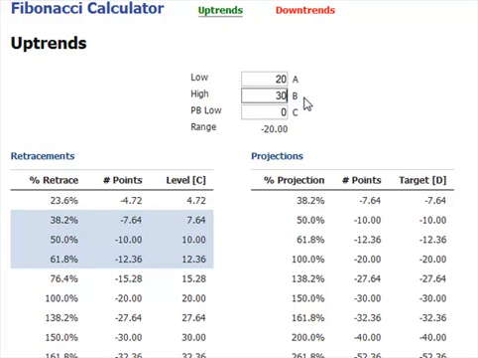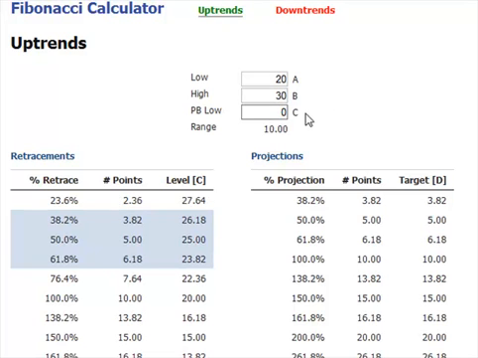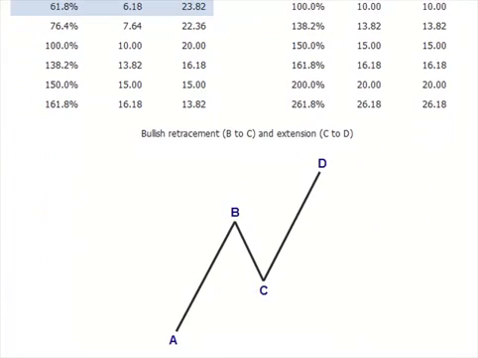So we'll type those in and we'll say this move began at $20 and we'll put in our ending point of $30 a share. What you'll see here now is that we have a range of $10. So from point A to point B is $10 a share. What we're trying to determine is, where does this market have the potential to find support?